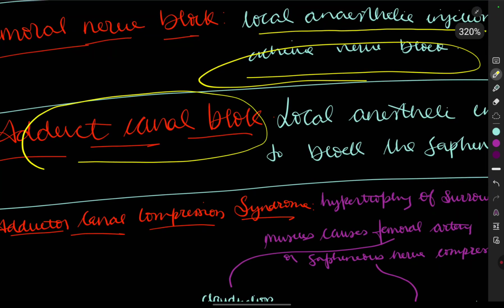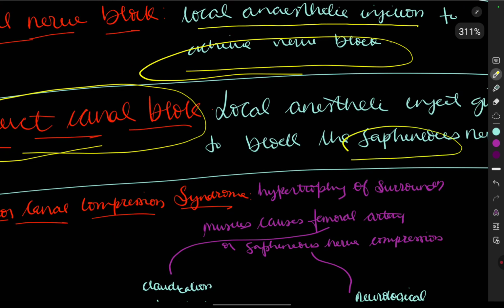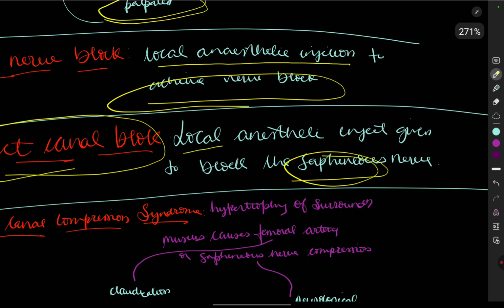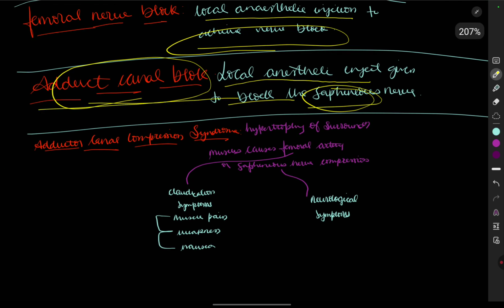And what is the adductor canal block? The adductor canal contains the saphenous nerve. Local anesthetic injection is given there to block the saphenous nerve. So this is called the adductor canal block.